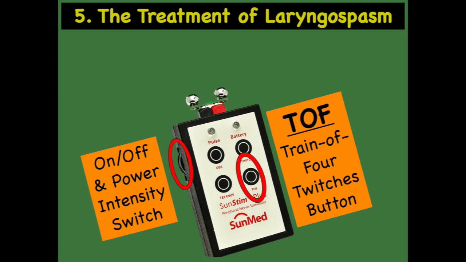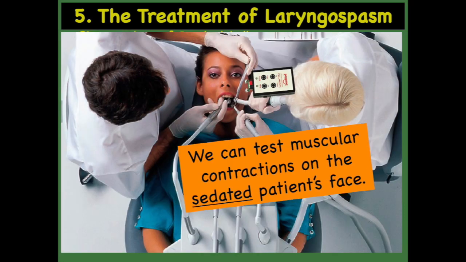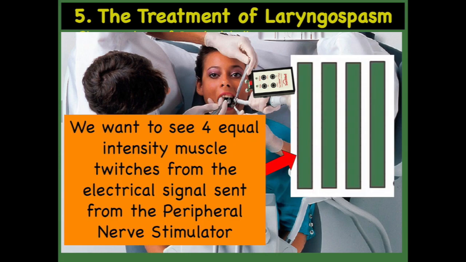This stands for train of 4. This provides twitches that are stimulating the skeletal muscles of the face so that you can see 4 equal twitches when you press that TOF button. And that's what you're looking for to show that you've regained relief of the paralysis so that there's no longer any paralysis in the patient. So here you see that we're applying that to the face, and you would watch the patient's face for that. So again, you want to see 4 equal in intensity, 4 equal height twitches, every one of them the same, that are sent very quickly to the patient to test the strength of the muscle.